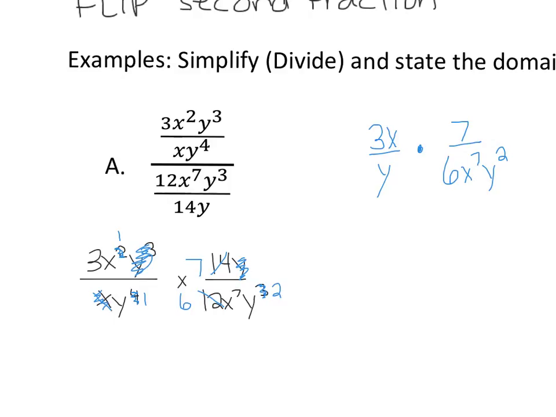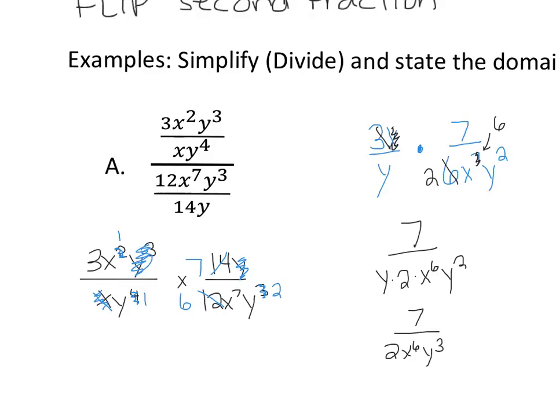Now I could cancel diagonally. So the 3 and the 6 would reduce. The x on the top would reduce with the x to the 7th and make it x to the 6th. So now on the top, I have 7 over y times 2 times x to the 6 times y squared. I would just want to rewrite that so I have all my y's together. So I would rewrite this as 7 over 2x to the 6th, y to the 3rd.